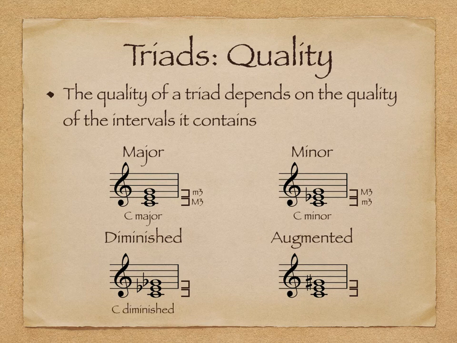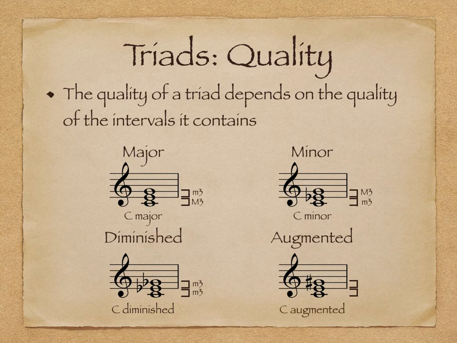The diminished triad contains 2 minor thirds stacked on top of one another. The diminished triad is found in music, but not as frequently as the major and minor triads. Every diminished triad will only have minor thirds in it.